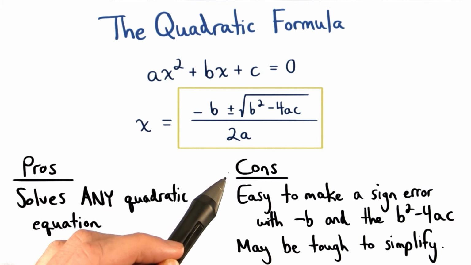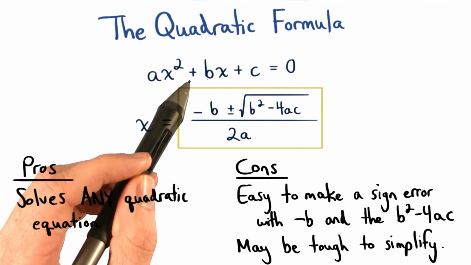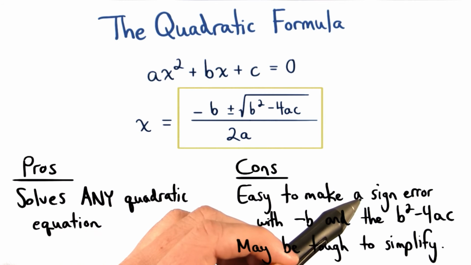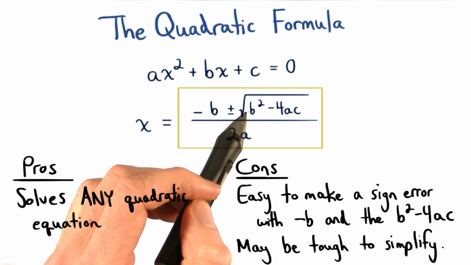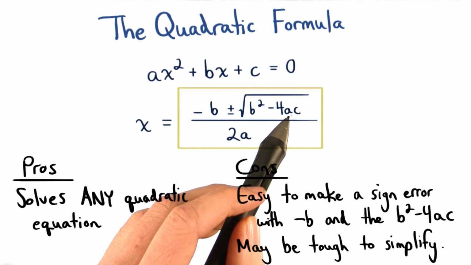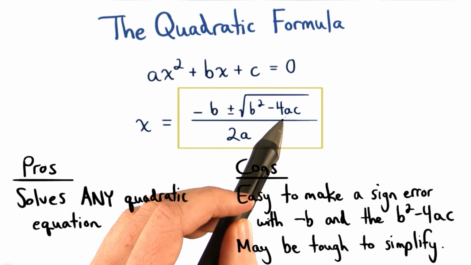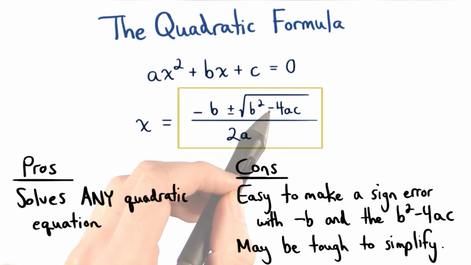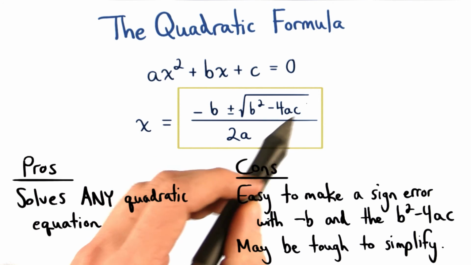For the cons, it's actually very easy to make a sign error in two places. Here we need to take the negative value of b, so we have to change the sign. The other place that we might make a sign error is underneath the radical. B squared should always end up being a positive number, and then we have minus 4ac. Now, depending on the values of a and c, the second term might end up being positive, or it might stay negative. You'll want to pay close attention to how many negative signs you have here to determine this number.